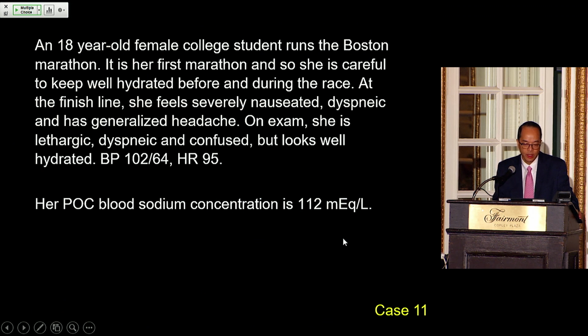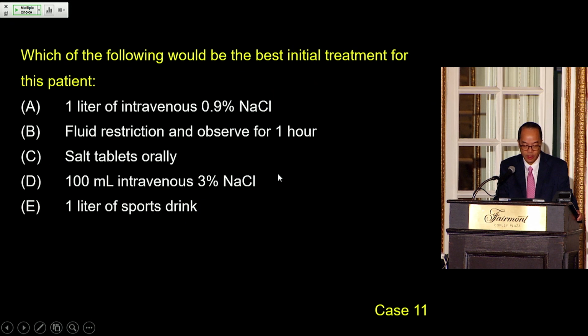Okay, moving on. So an 18-year-old female college student runs the Boston Marathon. It's her first marathon, and she's careful to keep well hydrated before and during the race. But at the finish line, she feels severely nauseated, dyspneic, and has generalized headache. On exam, she's lethargic, dyspneic, and confused, but well hydrated. And her point of care sodium is 112. Which of the following would be the best initial treatment? A liter of normal saline, fluid restrict and observe for 1 hour, salt tablets, 100 ml of hypertonic saline, or a liter of sports drink.